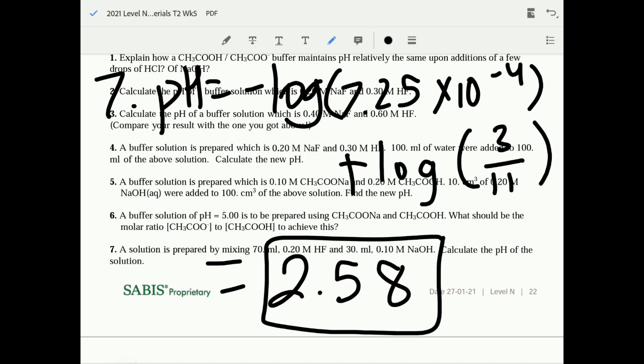So in such things, all you have to know is: are we making a buffer? If yes, we have to use the Henderson equation, and then just solve for it. We have to get the number of moles, do some stoichiometry, and then substitute in the equation. So that's it.